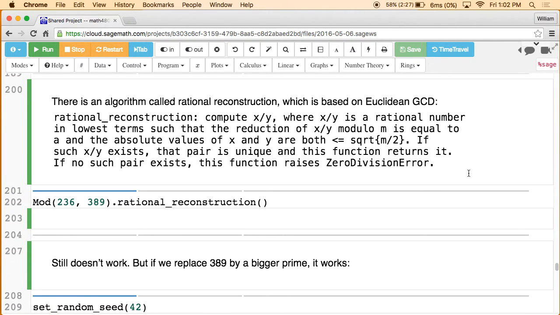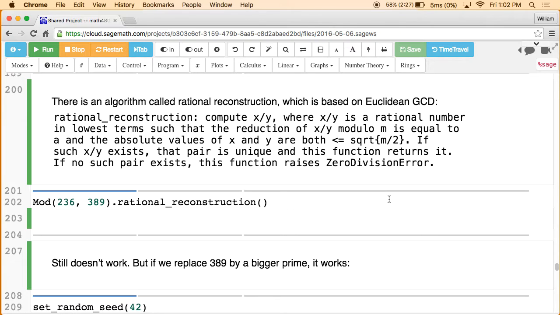First, there's an algorithm called rational reconstruction. What this does is it lets you take a number modulo a prime or even modulo a composite, and then find, if there's a rational number whose numerator and denominator in digits are about half as many digits as this prime, it will find that rational number. And it will be uniquely determined. Otherwise, it will tell you there is no such rational number.